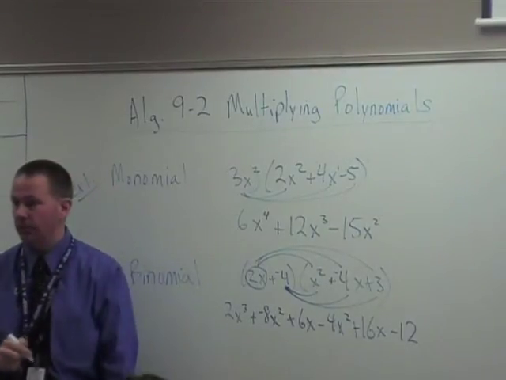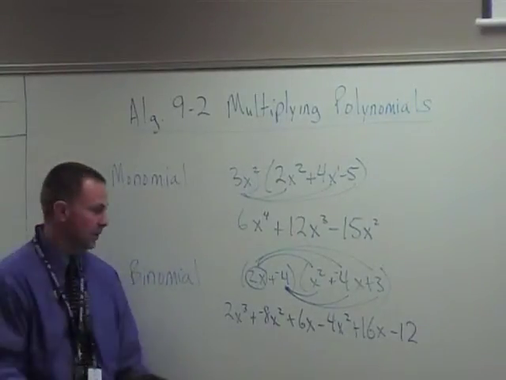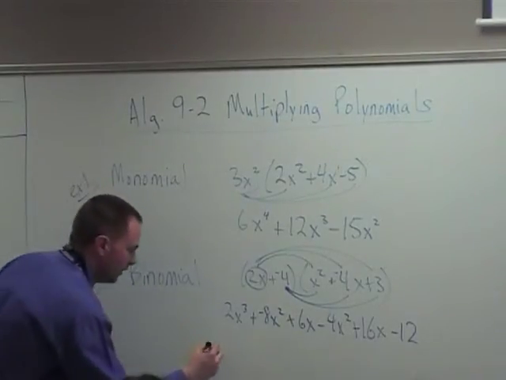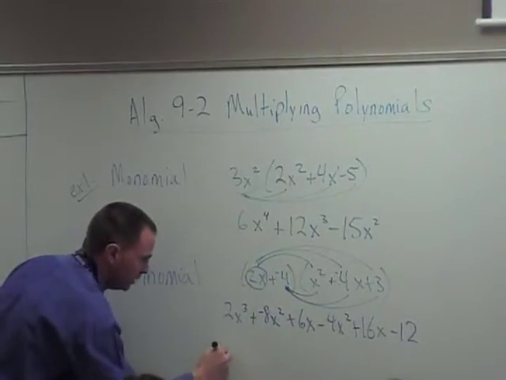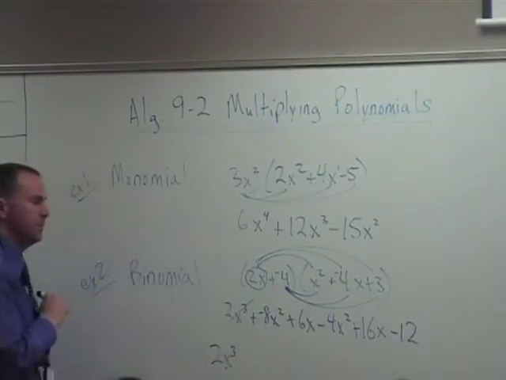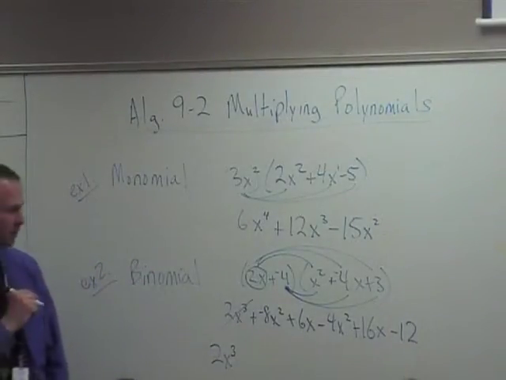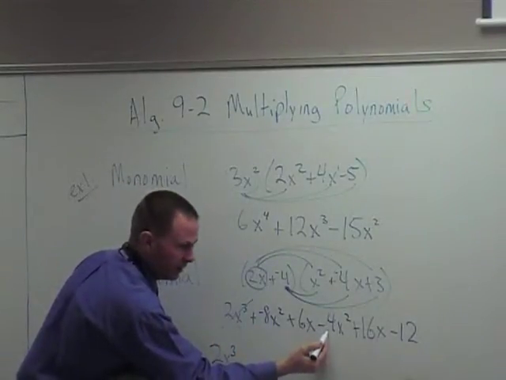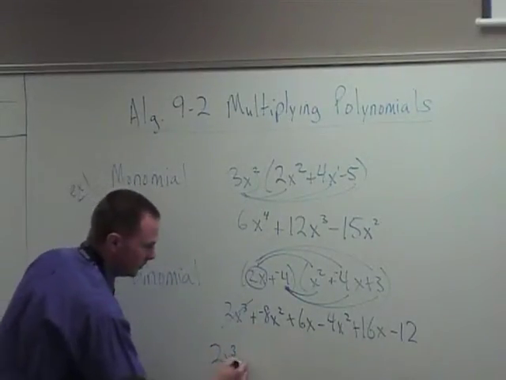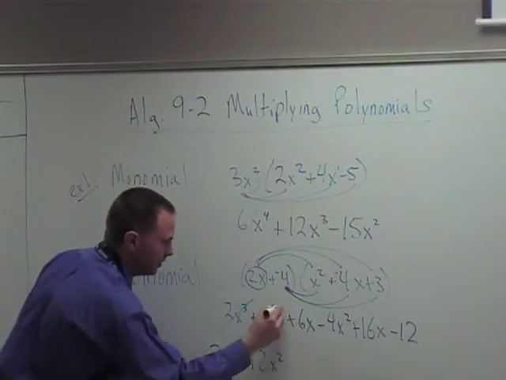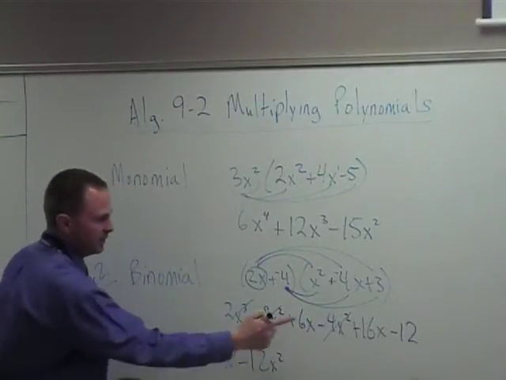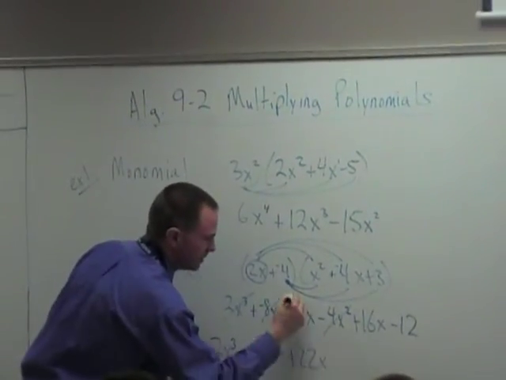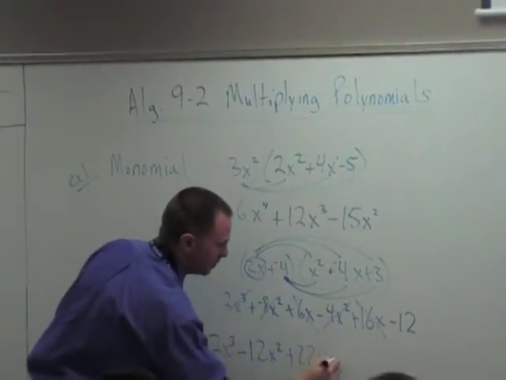All right, you're not done. You gotta put like terms together. What's the highest term? 3. The 3. So that's first. There's no other cubes there, so 2x cubed is first. What's after that? 2. The squares. A negative 8 and a negative 4. It's negative 12x squared. Now I have a 6x and a 16x. 22x. And then you have a minus 12 left over.